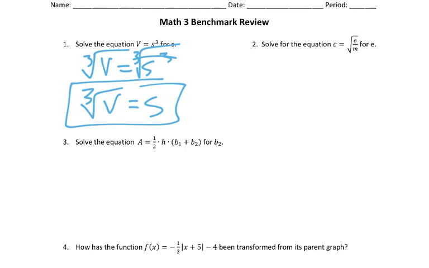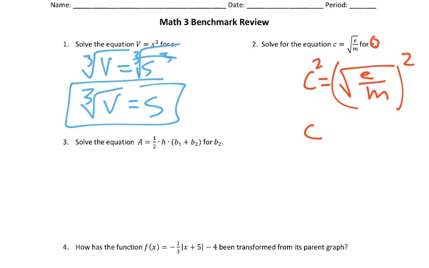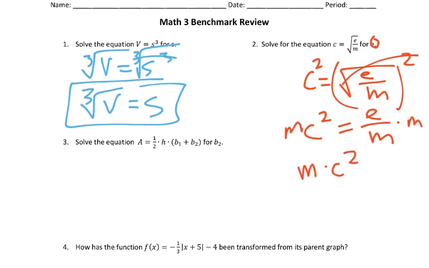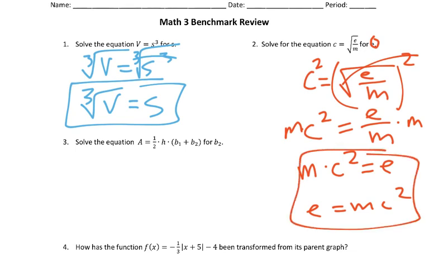On number 2, we're asked to solve the equation c equals the square root of e divided by m, and we're solving for e. So first thing we need to do is get rid of that square root. The opposite of a square root is squaring, so we square both sides. So I end up with c squared equals, those cancel out, e divided by m. So we multiply both sides by m. So I get m times c squared equals e, or e equals mc squared, which is usually how you see it. Okay?